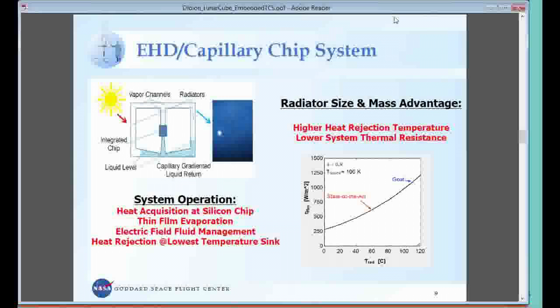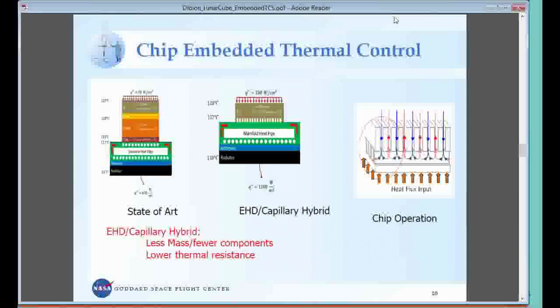So if we could move to the next chart. What's the embedded chip look like? This is the state of the art. This is a problem that we throw in our proposals. We're looking at a heat flux on the order of 630 watts per meter squared, but you're acquiring it somewhere in the order of 50. You spread it out. This is the state of the art. We have all of these different layers down to a heat pipe and out to a radiator.